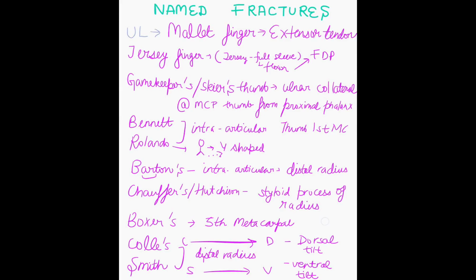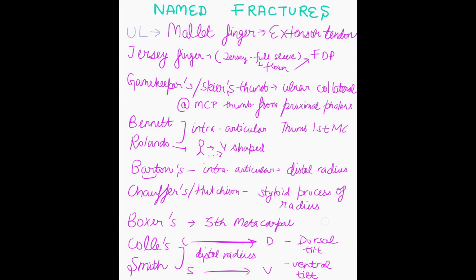Hello everyone. In this video, we will be studying the named fractures, and these are commonly asked in the orthopedic section. So first of all, we are studying upper limb fractures. In the upper limb, first is mallet finger. Mallet finger is linked with the extensor tendon rupture, and the one that is related is jersey finger.